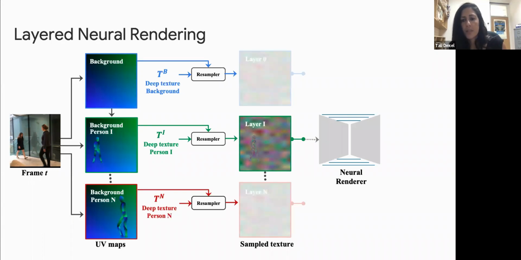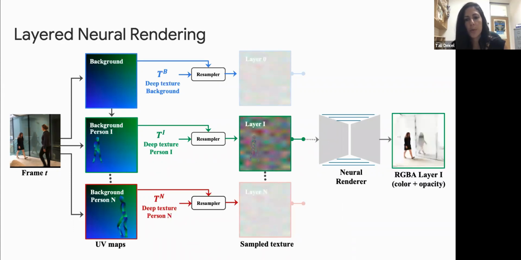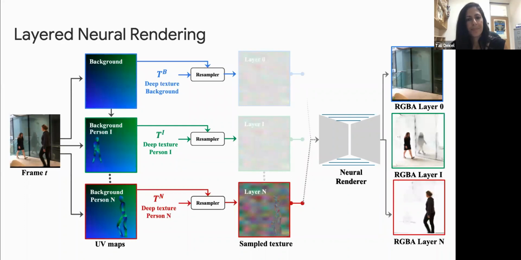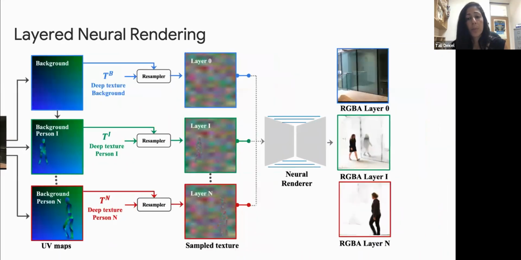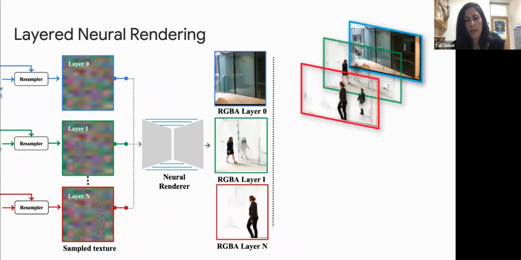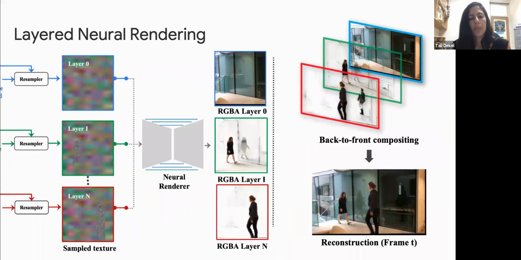We feed each of these sample textures in a separate forward pass into the neural renderer. And again, the task of this neural renderer is to output a color image and an opacity map for the corresponding layer. So after we predict all the layers, we compose them back using standard back-to-front compositing. We assume that we know the depth ordering between the layers. And if we do that, we get back the original frame.